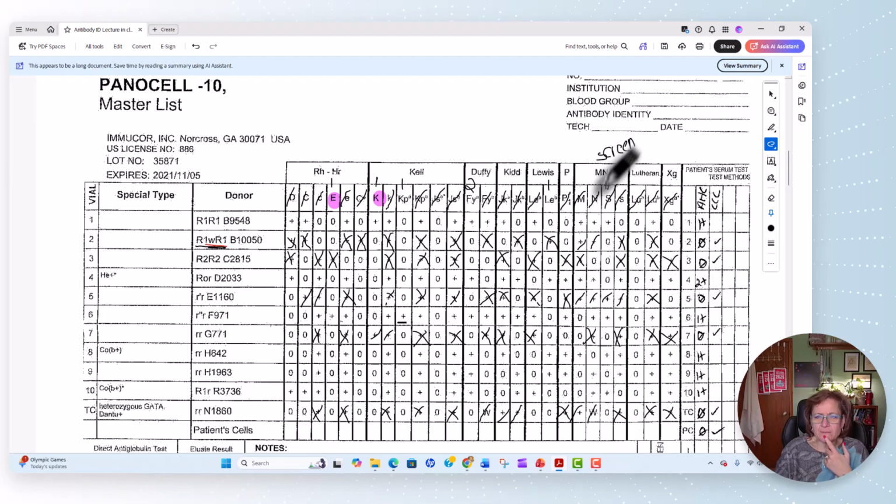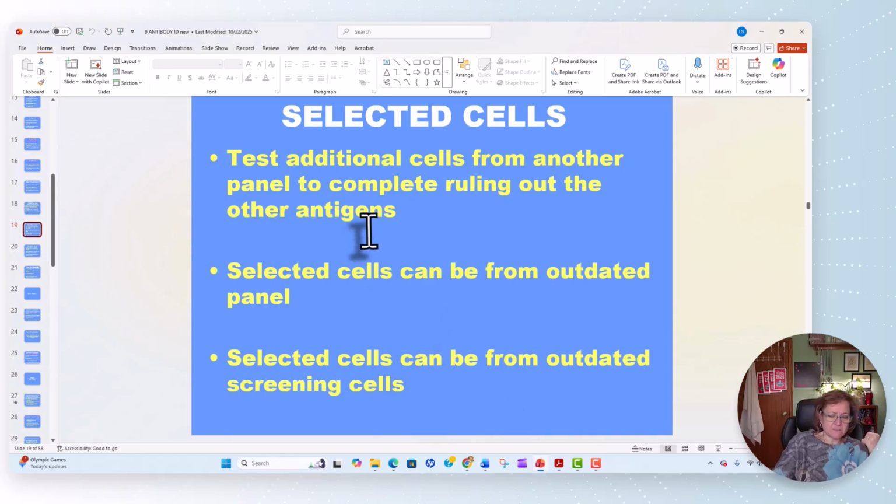So now the next step is going to be select cells. So what we have to do is test additional cells from another panel to complete ruling out the other antigens. The selected cells can be from outdated panels. So what you do is you keep these old panels in the fridge and you go through and dig through all the paperwork till you find the right cells. They can be from outdated panels or outdated screening cells.